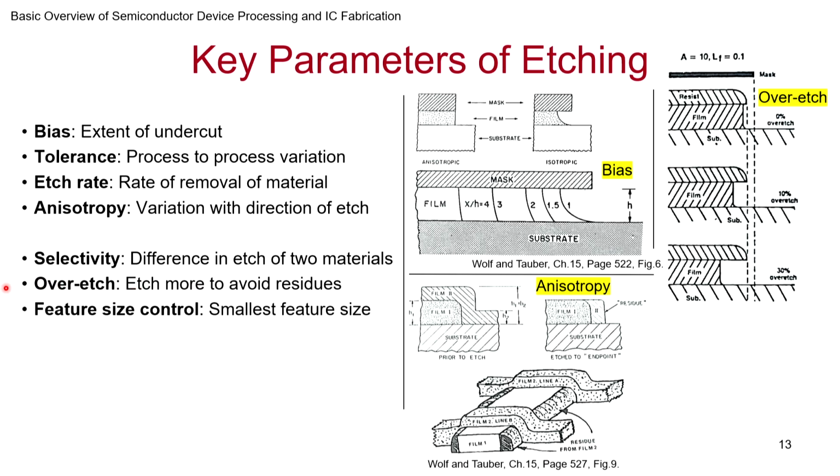Over etch. This is something that has to be done very often, because you know that you have to etch for say 10 seconds to get rid of a film of a thickness say 10 nanometers. But then how do you know that the film is exactly 10 nanometers? It might have been 10.2 nanometers, or it might be 10.5 nanometers. So often what people do, to ensure that the tolerance is respected, is over etch, you etch more than what you are supposed to etch.